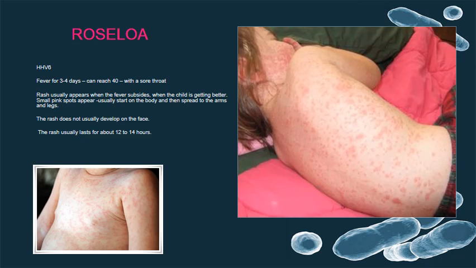Roseola, but not that dissimilar. Fever for a few days caused by human herpes virus 6. It can cause fever reaching 40 degrees, accompanied with a sore throat. Quite often they have lymph nodes up in their neck as well. The rash doesn't usually develop on the face, although you can see in this child here that the lesions do appear on the face. And the rash doesn't normally last more than 12 to 24 hours.